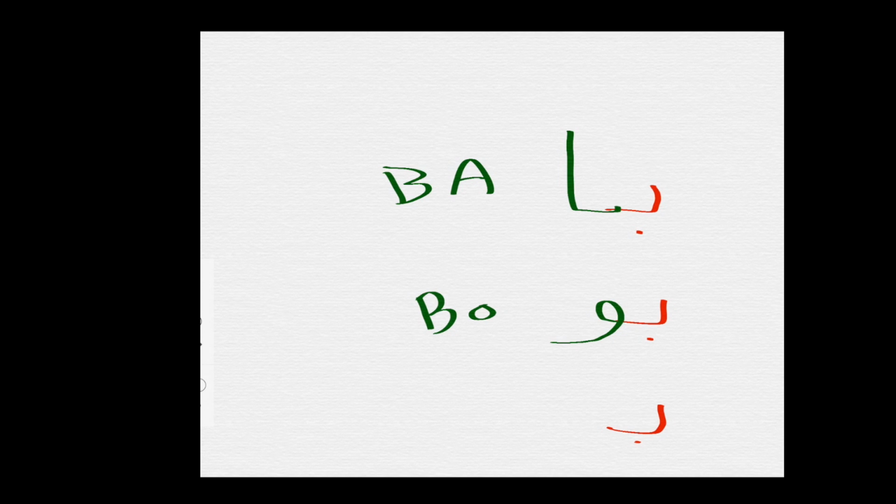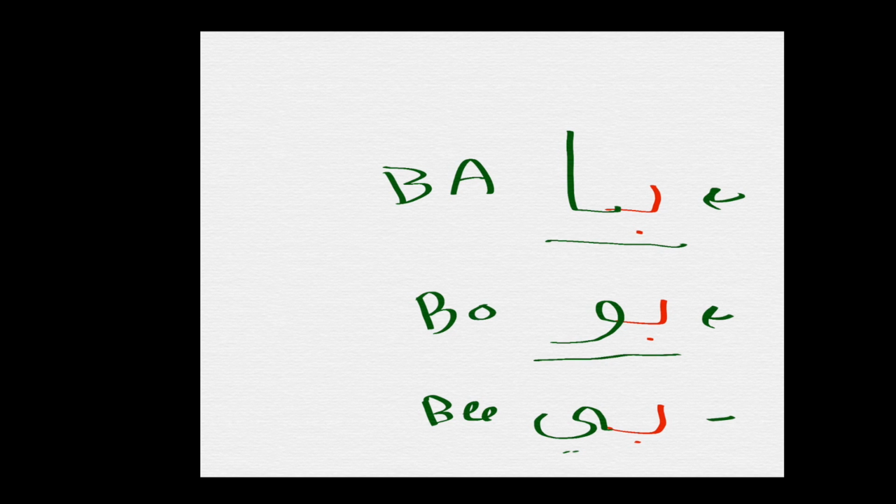And now if you write it with a long vowel e, you would read it as bee. Let's start from the top again. We've got ba, boo, bee. In Arabic, we've got three long vowels, and they are a, u, and e.